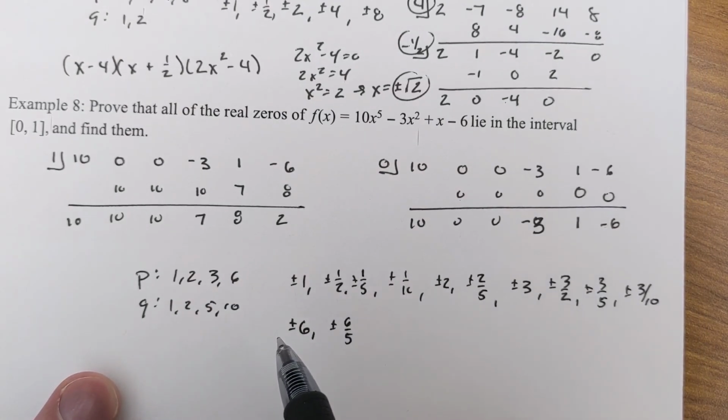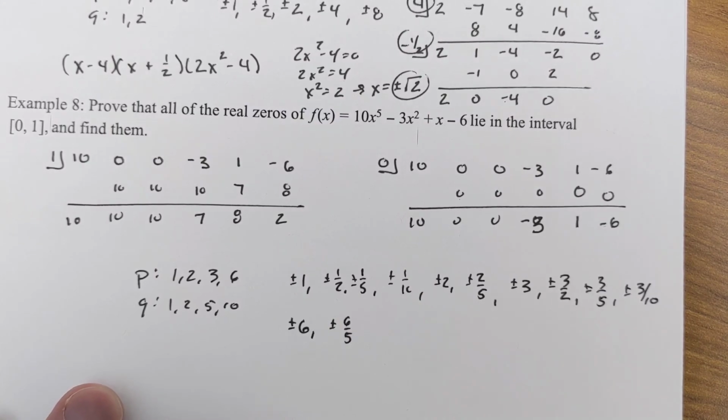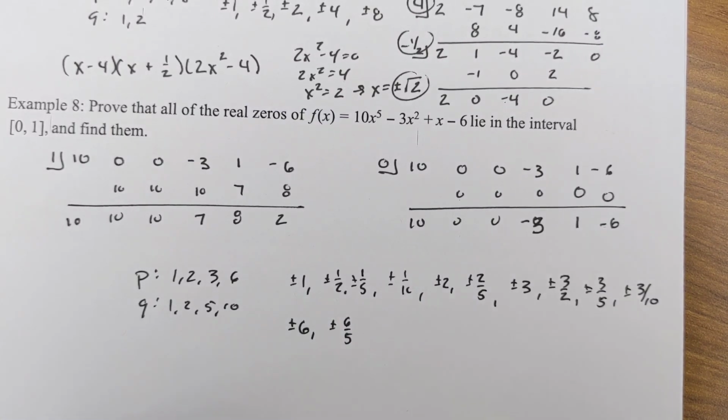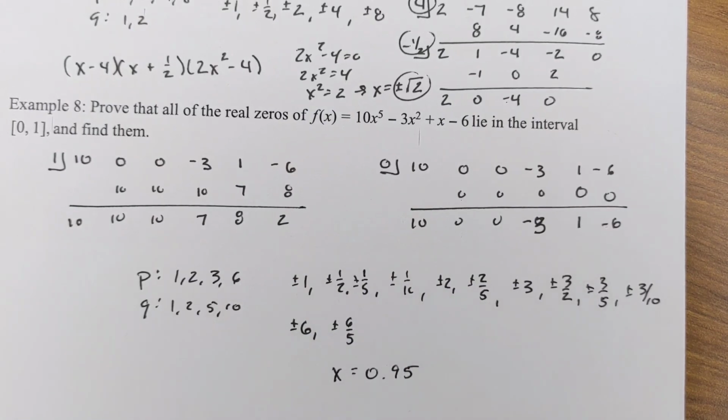If you actually look at the graph, none of them work. From the graph, the only solution that does work is not a rational number, it's 0.95. That's the actual only solution that works. But these give you a good place to start. Which brings us, I believe, to the end of the section.